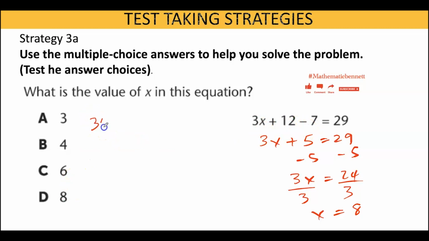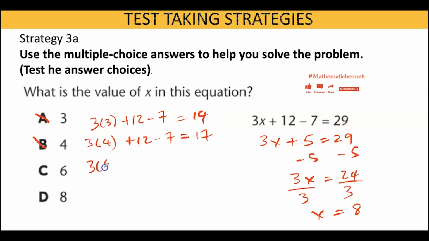So we'd have 3 times 3 plus 12 minus 7. How much does that give us? That's 9. 9 plus 5, that's 14. Alright, so let us do 3 times 4 plus 12 minus 7. That would be equal to 12 plus 5, that's 17. So this is not the answer for sure. That's not the answer because it's supposed to be equal to 29.